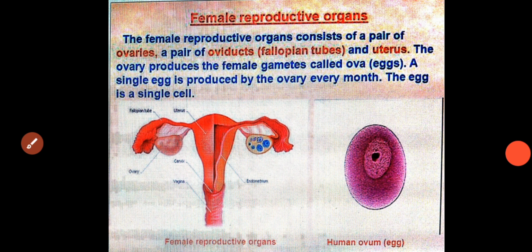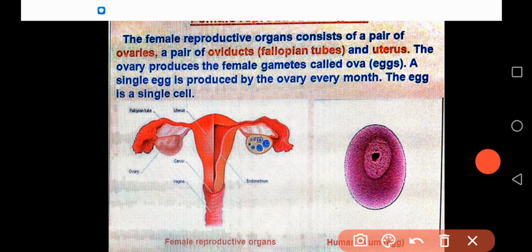Next, coming to another very important structure, the female reproductive organs. The female reproductive system contains many parts. It contains a pair of ovaries. This is one ovary, this is another ovary, and it also contains the vagina. This part is what we call the vagina. This one is the cervix. This is the uterus.